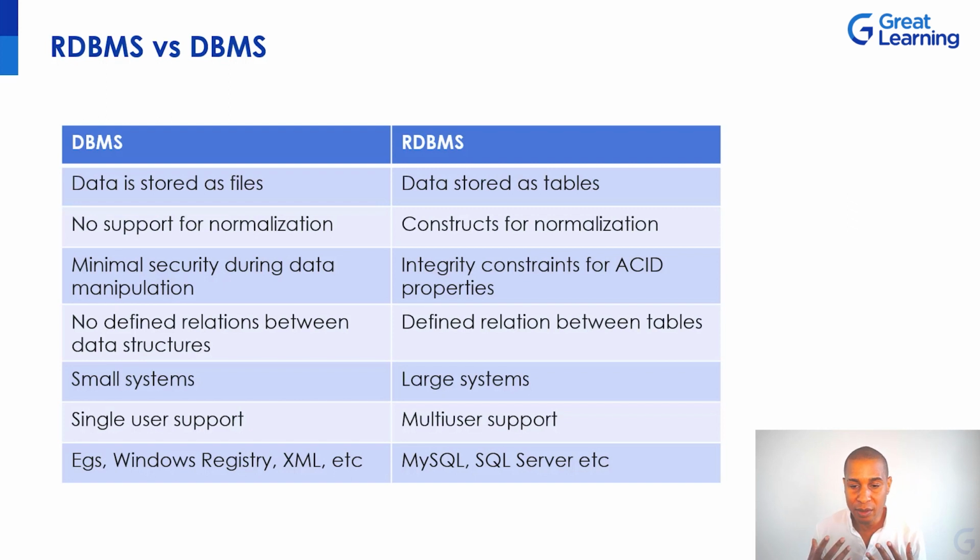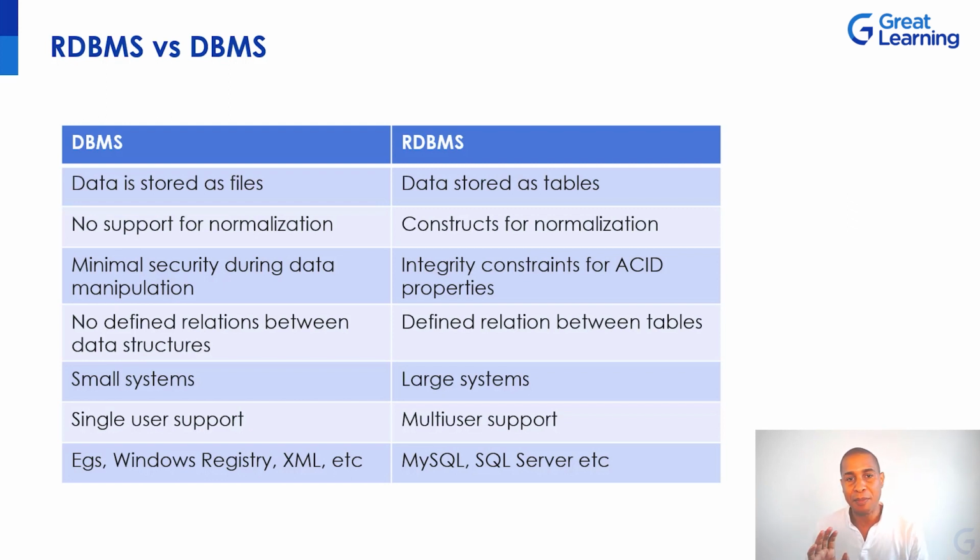One of the most important things that we've discussed is security. In a relational database management system, it's quite secure, and we can even secure down to the table level. There's minimal security in a database management system. For the relational aspect of a relational database management system, we build defined relationships. That is not something that is common to a traditional database management system.